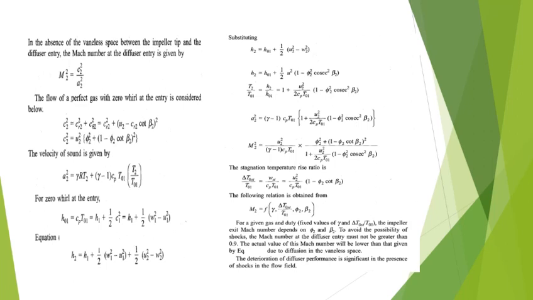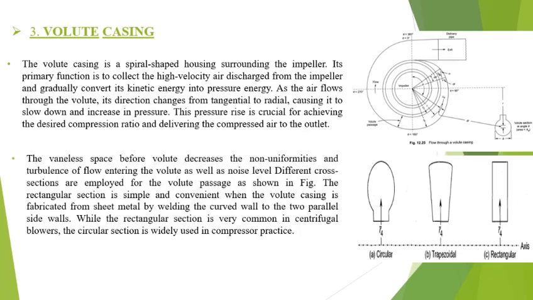After we simplify the equation, solving for a given gas and duty, with fixed values of gamma and delta T, the T0 over Tc. The impeller exit Mach number depends on phi 2 and beta 2. To avoid the possibility of shocks, the Mach number at the diffuser entry must not be greater than 0.9. The actual value of this Mach number will be lower than that given by this equation due to diffusion in the vaneless space.